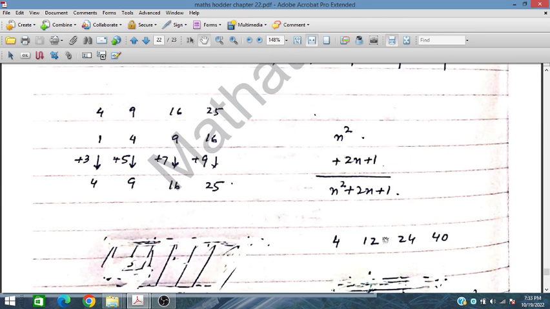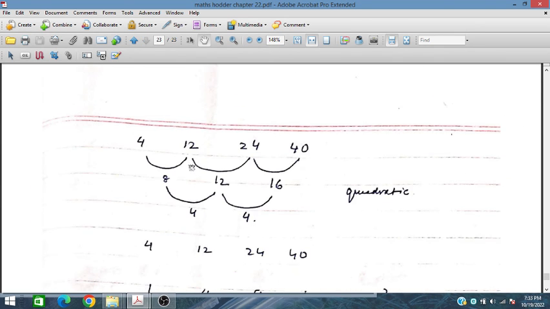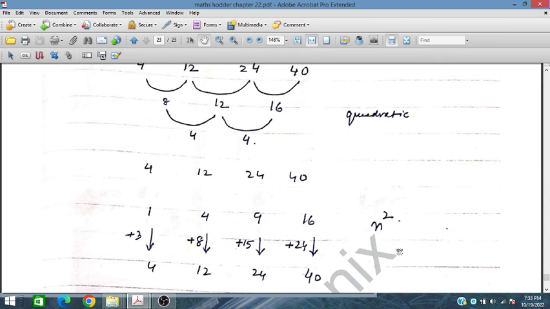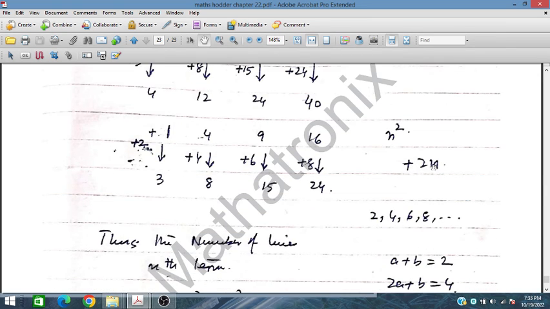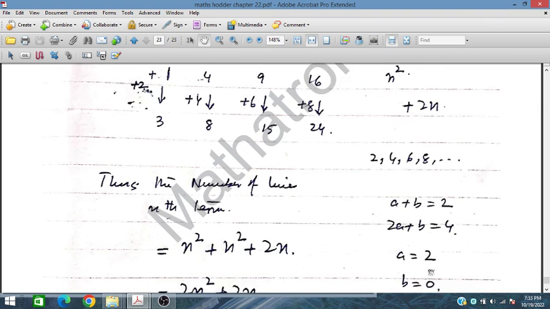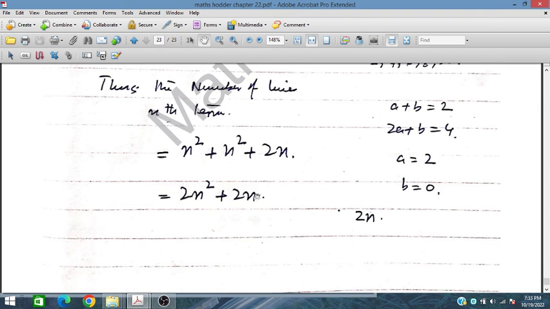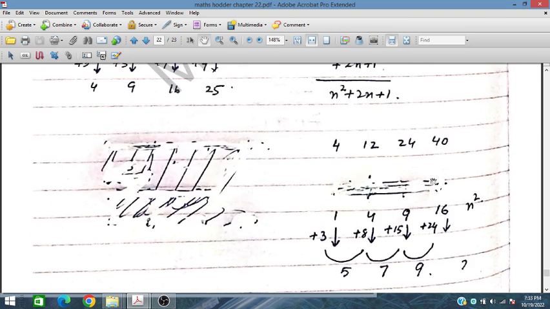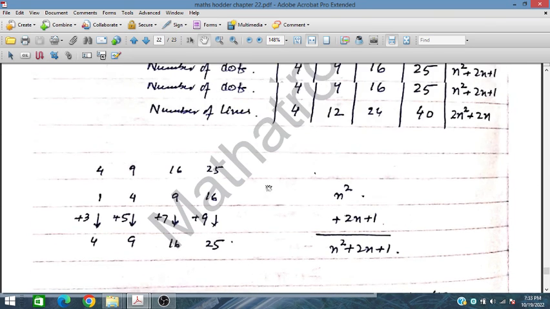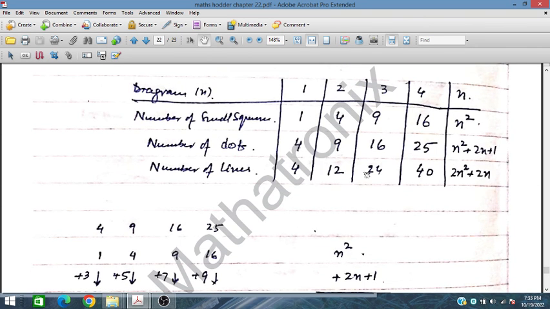So we have solved this separately here, and we have obtained this. These are the patterns, especially for this last number of lines.